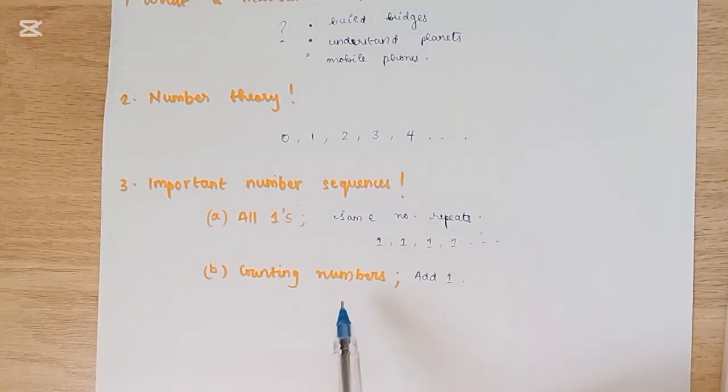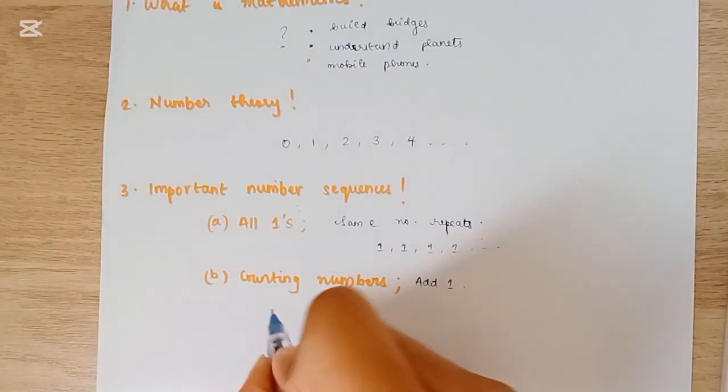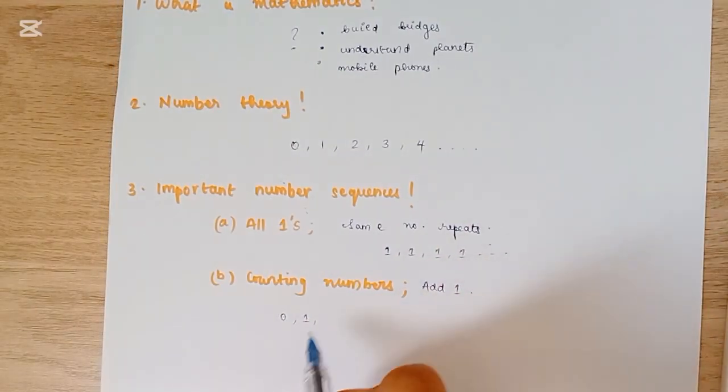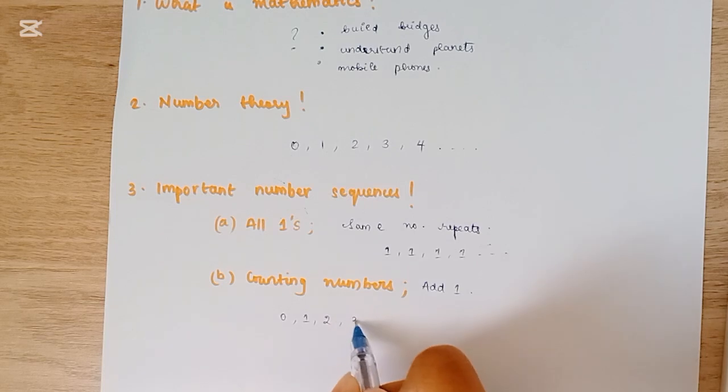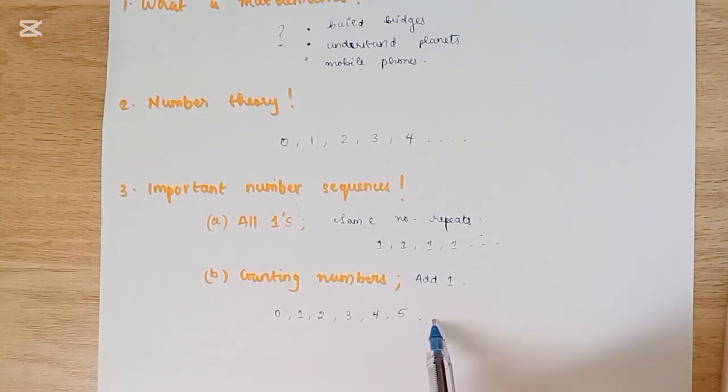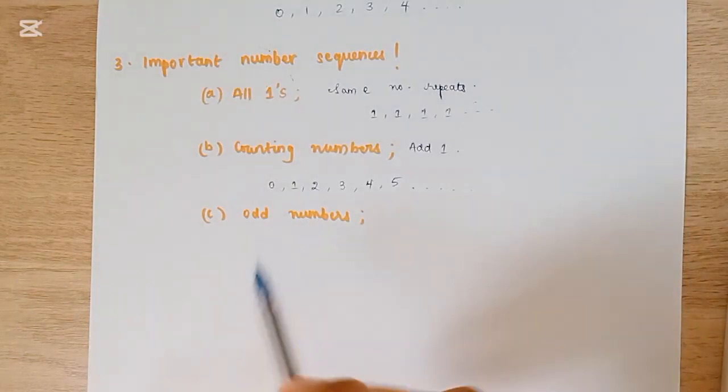Next is counting numbers. Counting numbers is when you add a number every single time. That is 0. Now add 1 to 0, you'll get 1. Add 1 to 1, you'll get 2. And so on. If you keep on adding 1 to the previous number, you will get the counting number pattern.